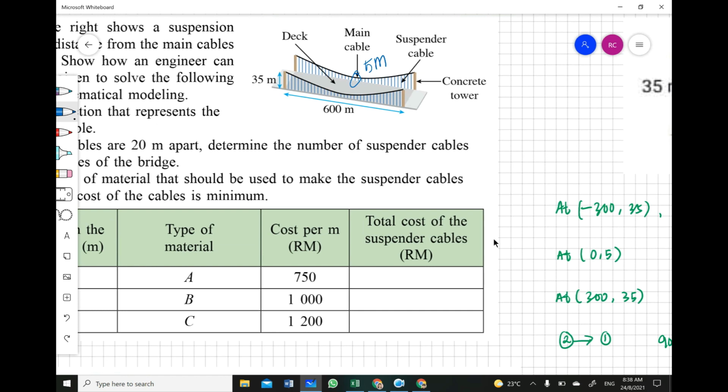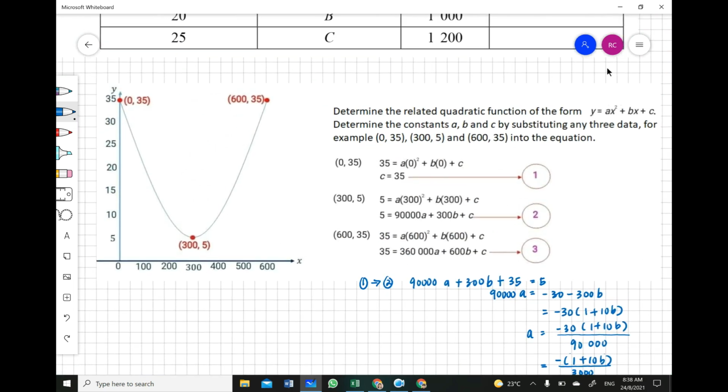That's why I have a quadratic graph like this, 300, because 600 divided by 2 gives 300, with the shortest cable here, that is 5. The rest will follow the value at the end of it. This is 600 with the height of the concrete tower, 35. And then this is 0. The height of the concrete tower is 35. Okay, understand, class?